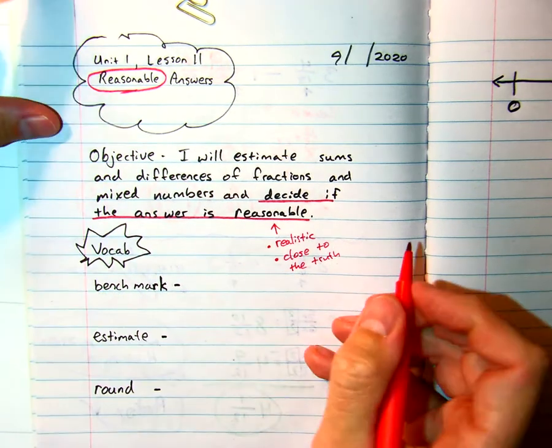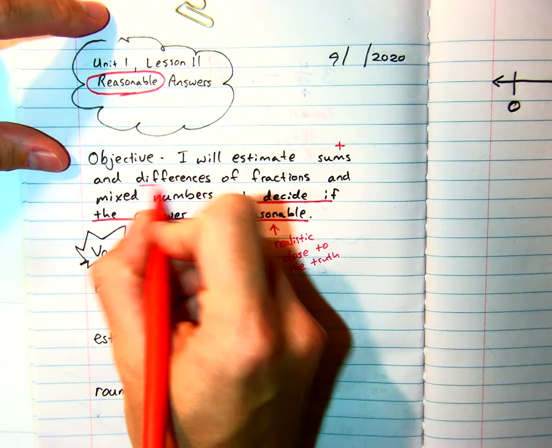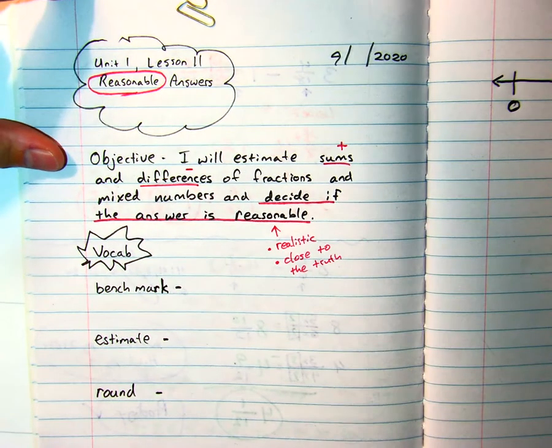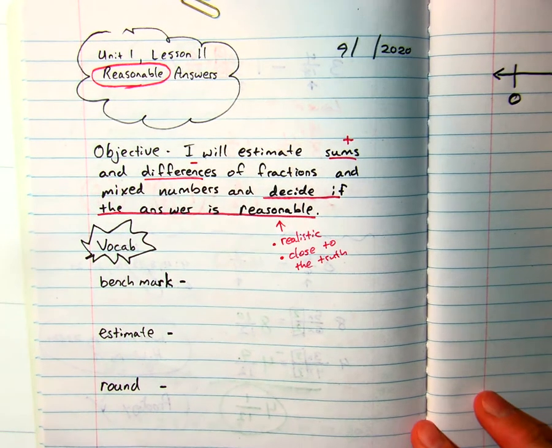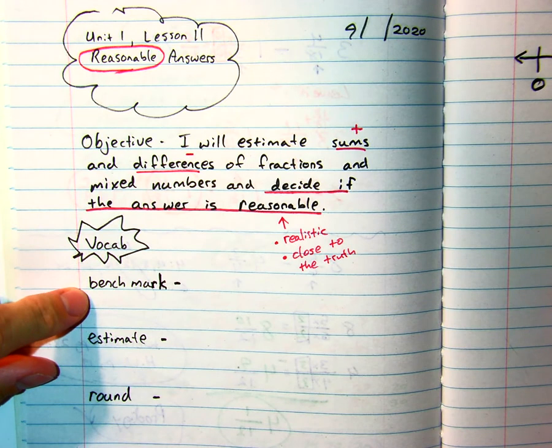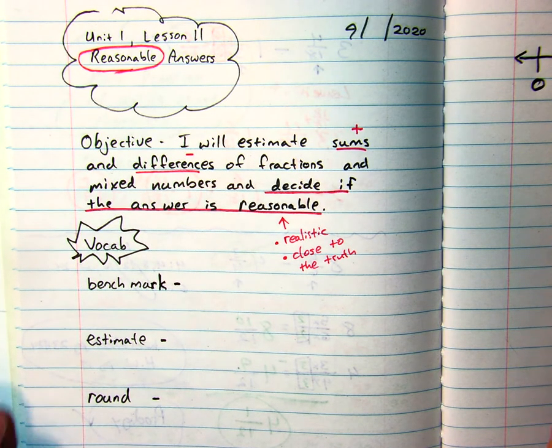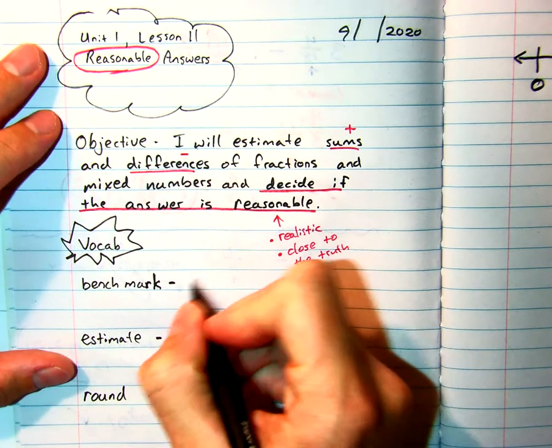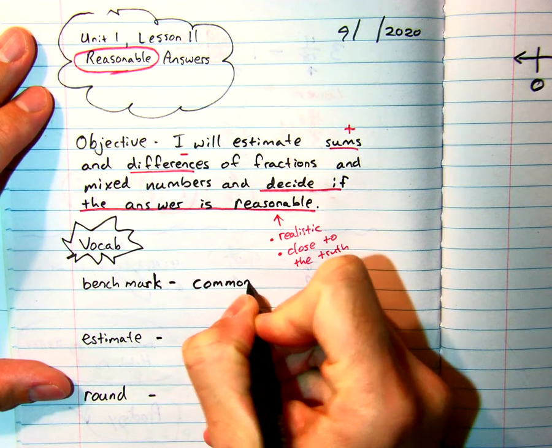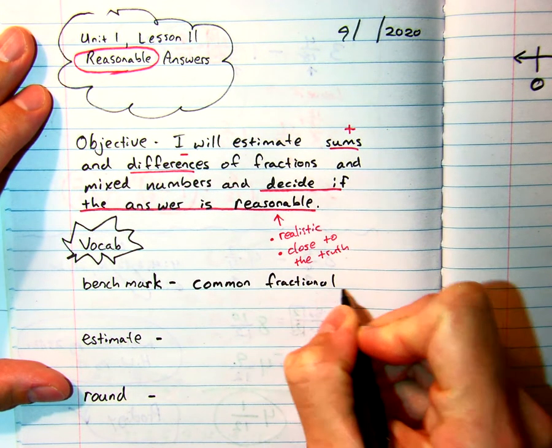And just as a quick reminder, when we're talking sums, we are talking about addition. When we're talking about differences, we are talking about subtraction. All right. And for this lesson, you are going to have a couple of vocab terms. Same with me: benchmark, estimate, and round. Now, when we're talking about a benchmark, we are specifically talking about common fractions. Common fractional measures.